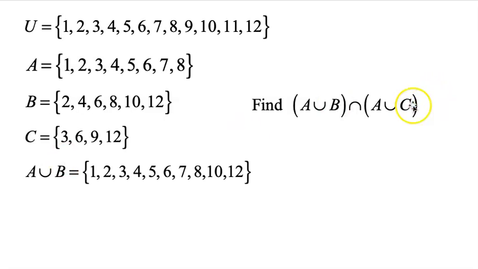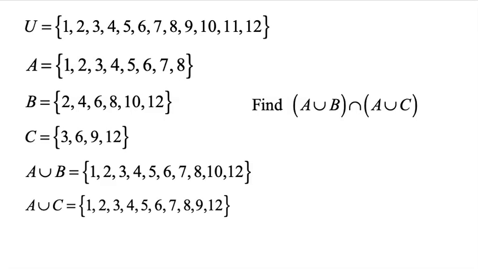How about A union C? Well, 3 is in both sets, 6 is in both sets, but what's in one or the other or both? 1, 2, 3, 4, 5, 6, 7, 8. What am I missing? 9 and 12. So A union C is 1, 2, 3, 4, 5, 6, 7, 8, 9, and 12.